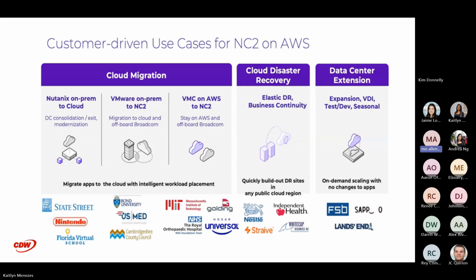Other use cases that are great fits are production workloads, EUC workloads, QA, test dev, disaster recovery, business continuity, data center extensions, or consolidations, or even exits. Those are all great fits for intelligent workload placement.